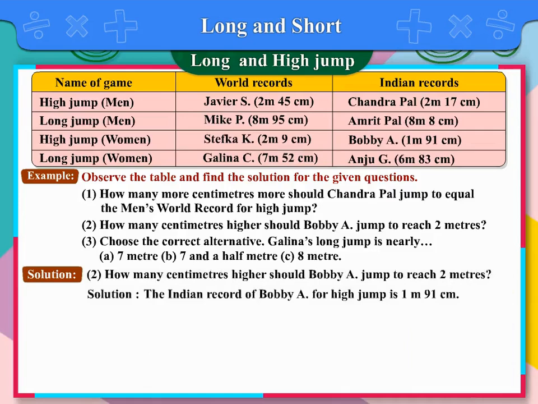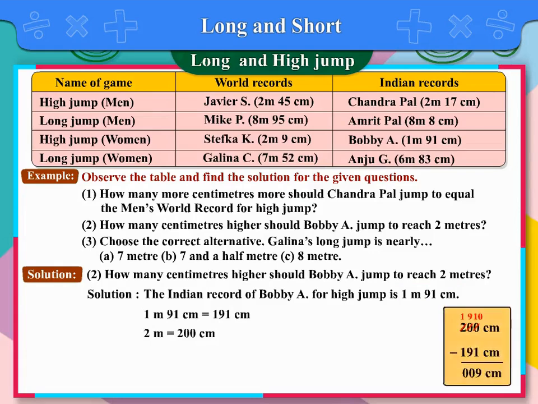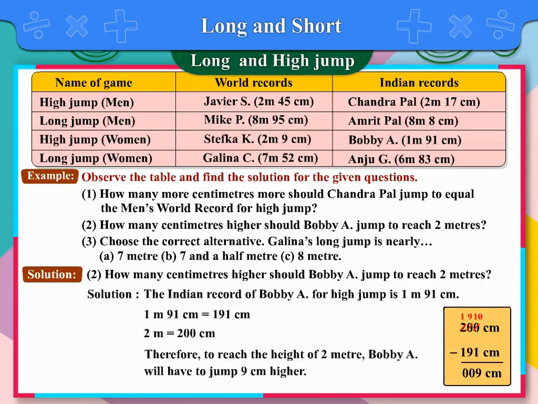Solution. The Indian record of Bobby A for high jump is 1 meter 91 centimeter. We know 1 meter 91 centimeter is equal to 191 centimeter. 2 meter is equal to 200 centimeter. Bobby A has to reach the height of 2 meter. We will have to subtract 191 centimeter from 200 centimeter to get the answer 9 centimeter. Therefore, to reach the height of 2 meter, Bobby A will have to jump 9 centimeter higher.